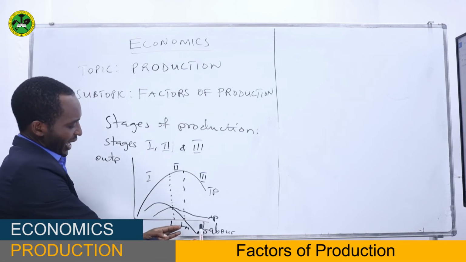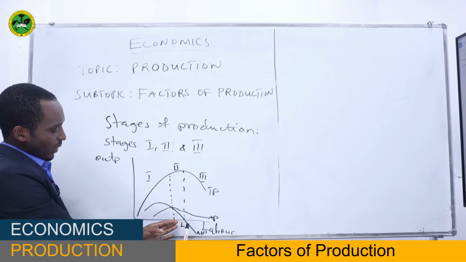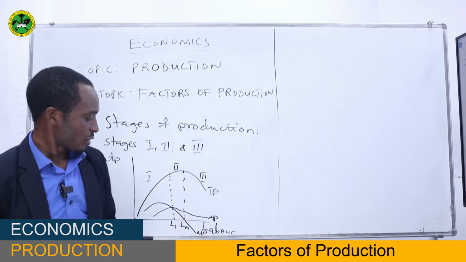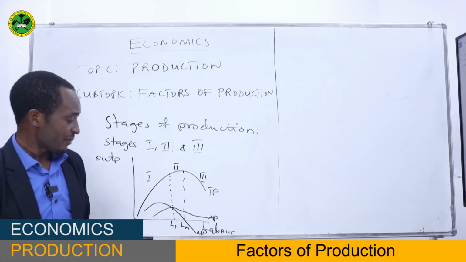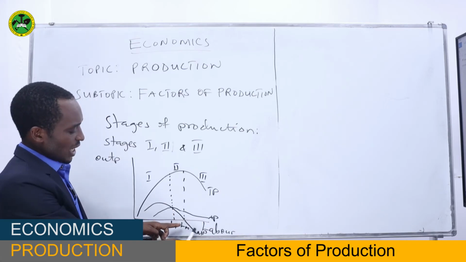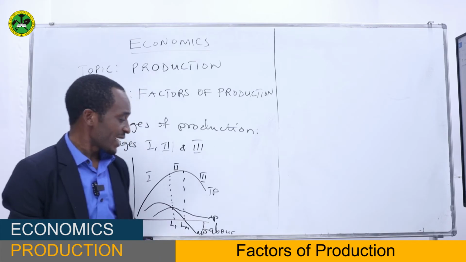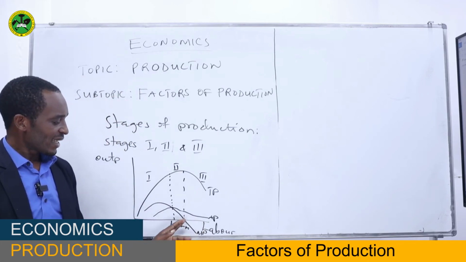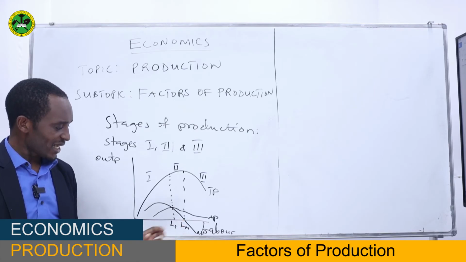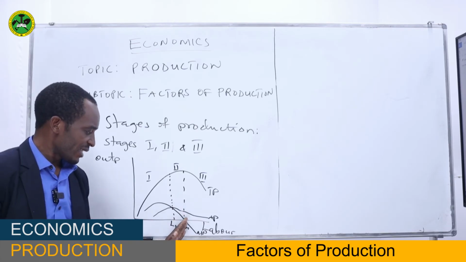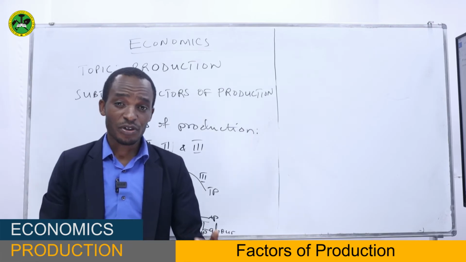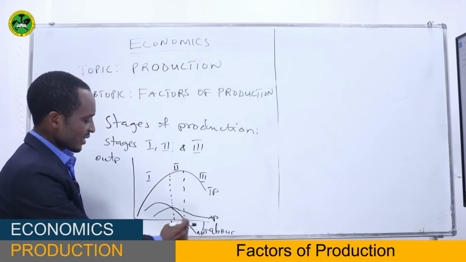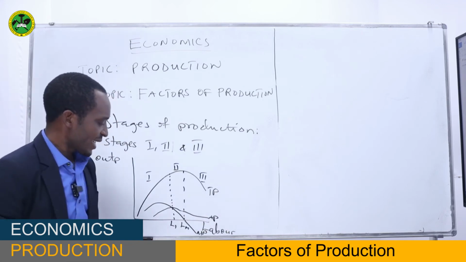And at stage 3, you can see it is not profitable to employ more units of labor, since the marginal product, or the additional output you are getting due to adding more units of labor, will be negative. So in stage 3, it is not profitable to employ any unit of labor, since at this stage you'll be getting loss.